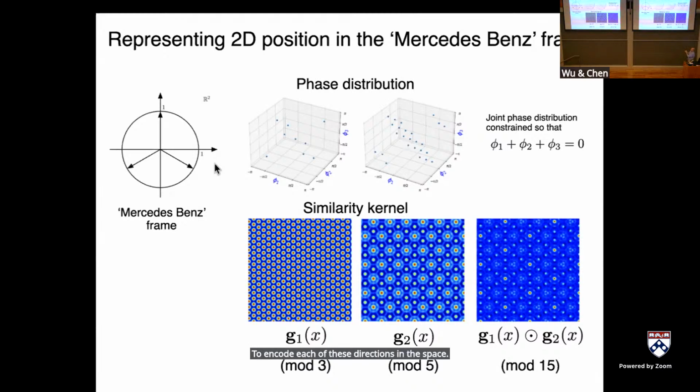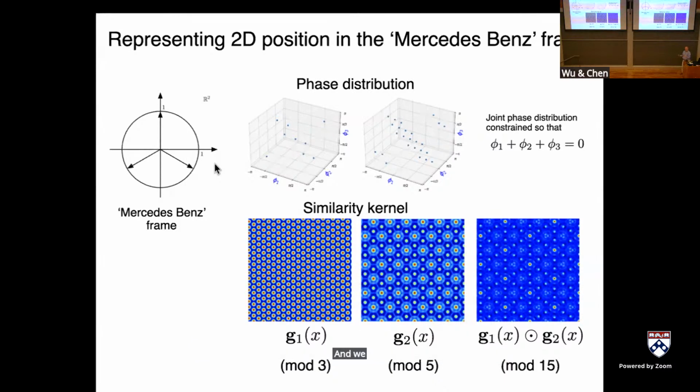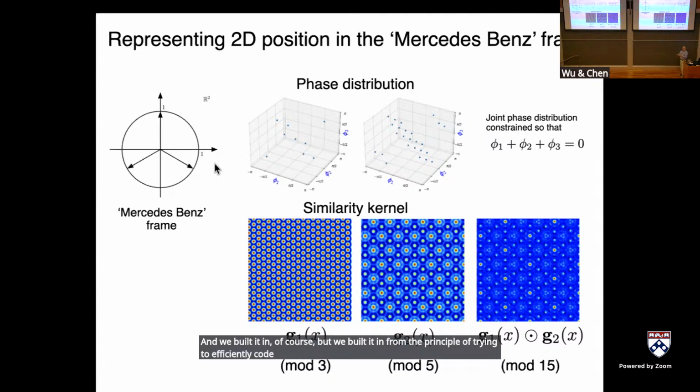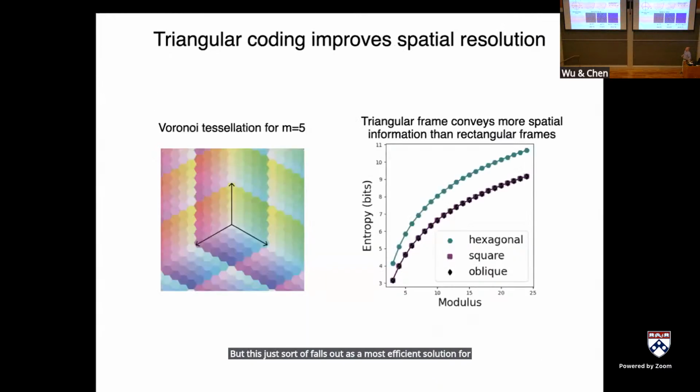Okay, so we're going to use residue numbers to encode each of these directions in the space and combine them together. Then you get these grids that have this modulo kind of repetition in 2-dimensional space. And basically, this is what gives us this grid cell kind of property. We built it in from the principle of trying to efficiently code 2-dimensional space, not because we said we want to make this look like grid cells in the brain, but this just falls out as the most efficient solution for doing this.